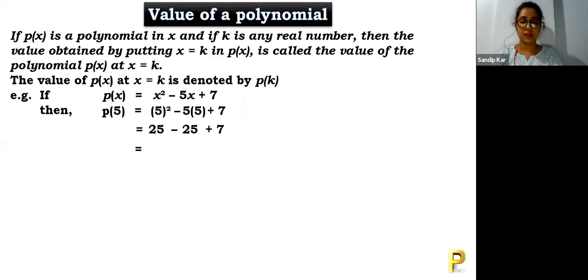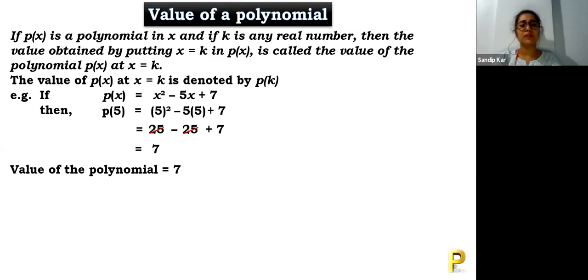So what is the answer to this question? It is 7. So now 7 is considered to be the value of the polynomial. In place of 5, you can put some other number. In the question, they'll be mentioning what. Whatever answer you'll get at the end of the solution, that is the value of the polynomial.